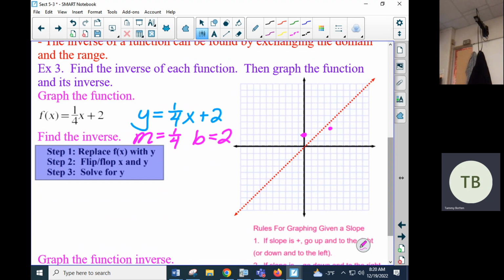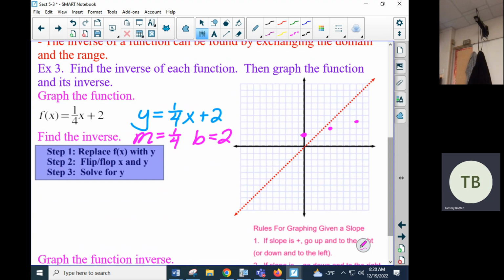You don't need them. No. And then up 1, over 1, 2, 3, 4. And so this is going to be your line. And during work time today, I'll have you guys use a ruler. And especially on the quiz on Thursday, I'll have you guys use a ruler.